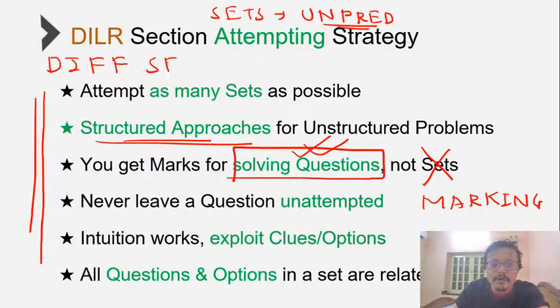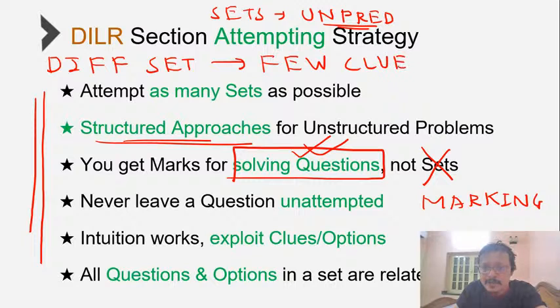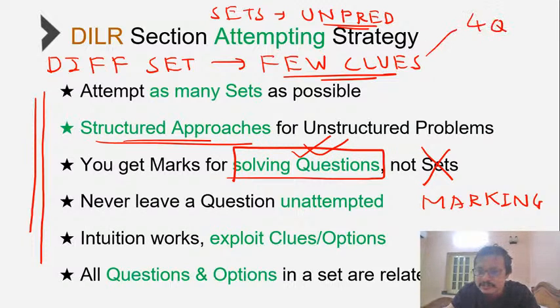If somebody asks you what is the definition of a difficult set? A difficult set is basically few clues. Any set where you will get stuck is a set where there are few clues. Yes or no? But remember this, every difficult set comes with another advantage. What is that? 4 questions. Each question has 4 options, which means 16 additional clues.